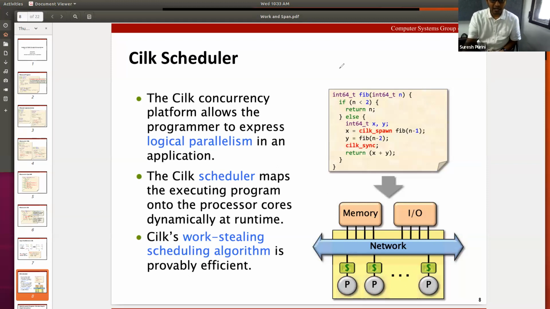And the last part here is important. Cilk's work stealing scheduling algorithm is provably efficient. It is near optimal. Okay, so that's what they claim. So all good so far?